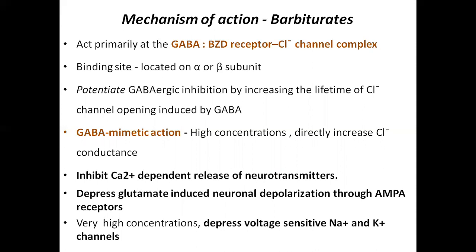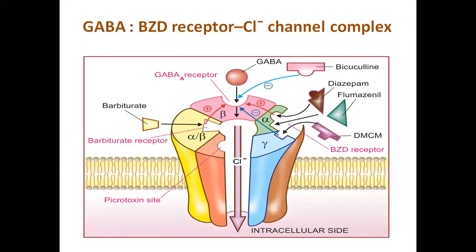And they also have the GABA mimetic action. This too is very important. Apart from that, the actions at higher concentration can also be remembered. This is what I said, the GABA benzodiazepine chloride channel complex. These barbiturates will bind to the alpha or beta subunit or interface. Then it will increase the duration of chloride channel opening. So increased chloride conductance causes hyperpolarization. So it brings down the excitation.